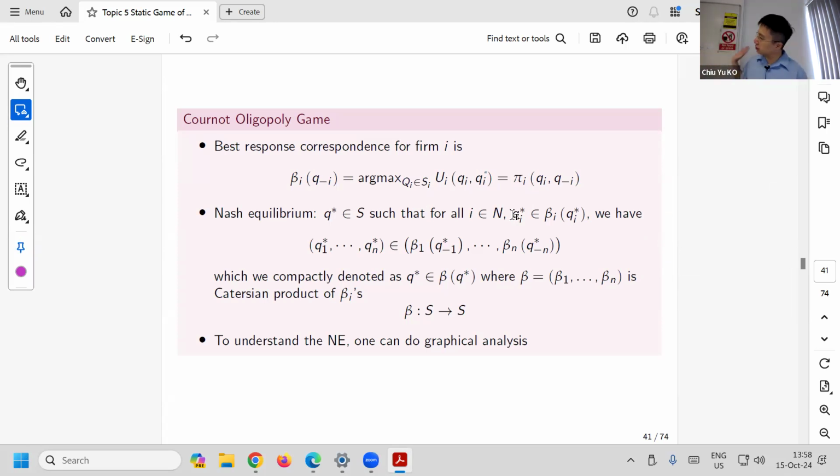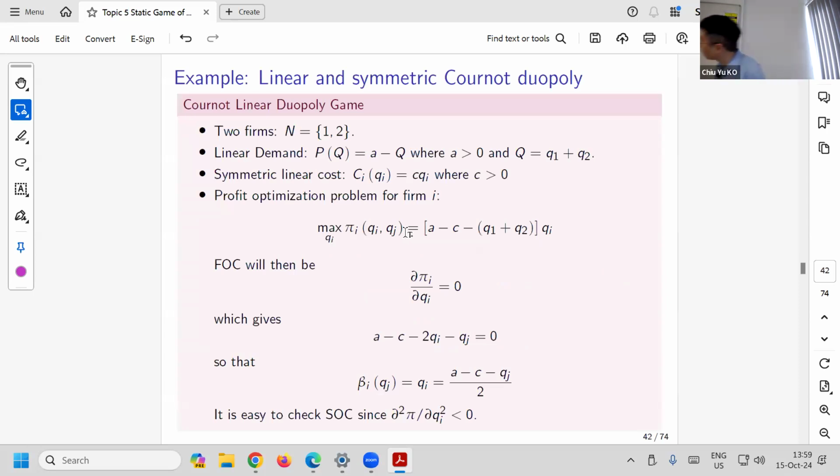This is probably super abstract if you're not from a math background, so let's look at the example. I hope this will convince you this is the way you solve the model. And if you learned this as an undergrad, it is a little bit challenging. So consider we have two firms, firm 1 and firm 2, with linear demand and a linear cost function.